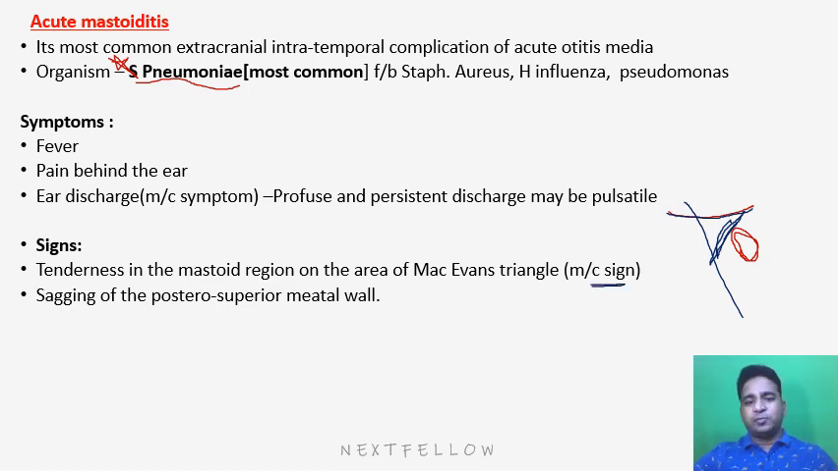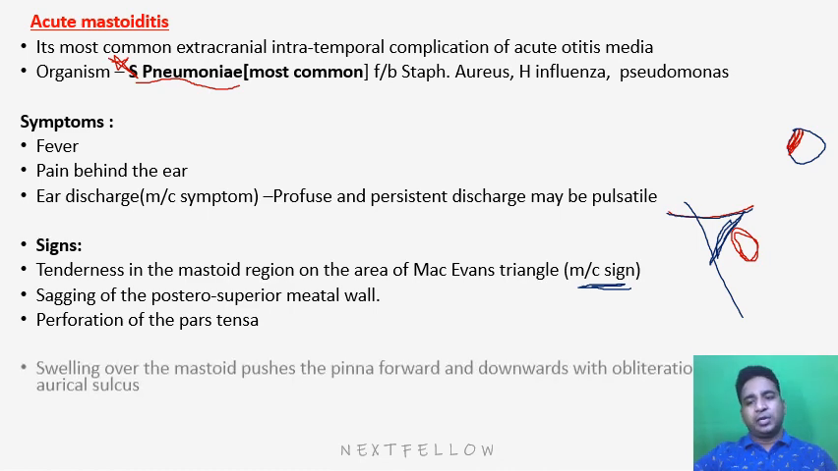And then comes the sagging of the posterior superior meatal wall. Sometimes if you look at the external auditory canal, suppose this is my external auditory canal and this is my posterior superior region. Because of the pus collection, there may be sagging. What do you mean by sagging? This will lower down a little bit, like hanging in the external meatus. So we will see in the posterior superior region there may be some sort of swelling. That is known as sagging of the posterior superior meatal wall. Then there may be perforation of the pars tensa. Obviously, the tympanic membrane will get perforated, and as a result of that, the mastoiditis may happen.